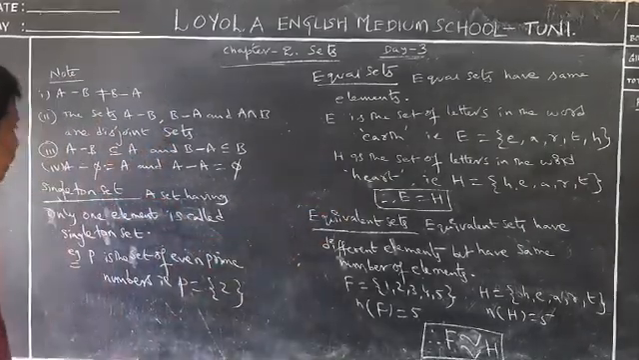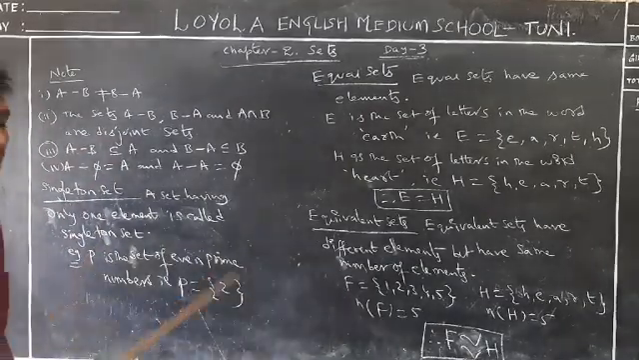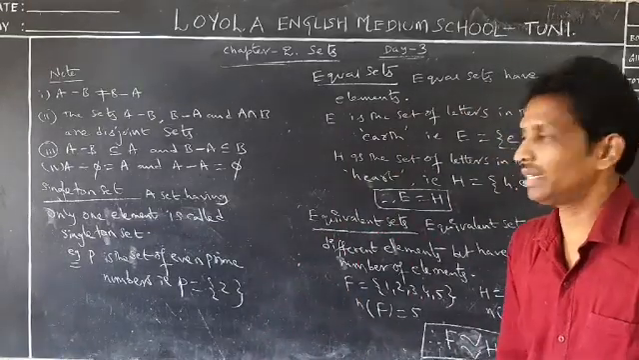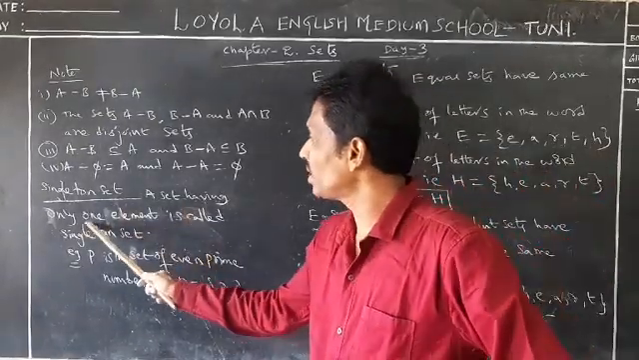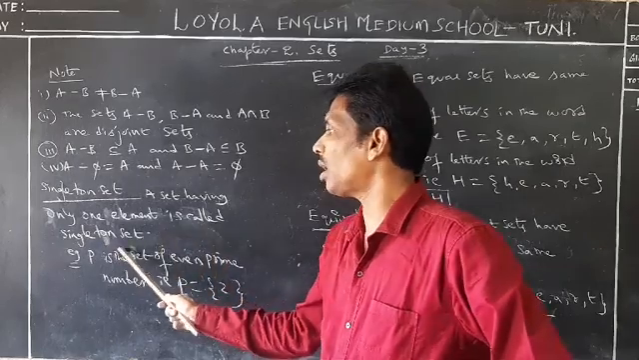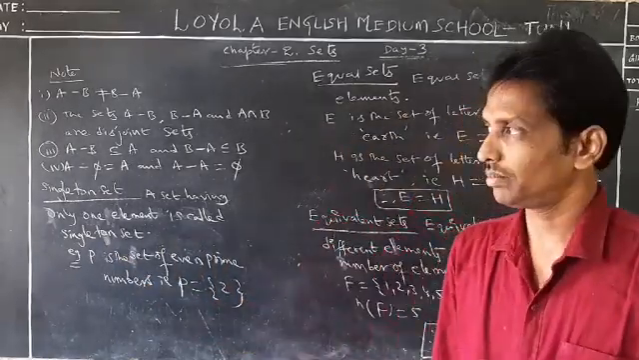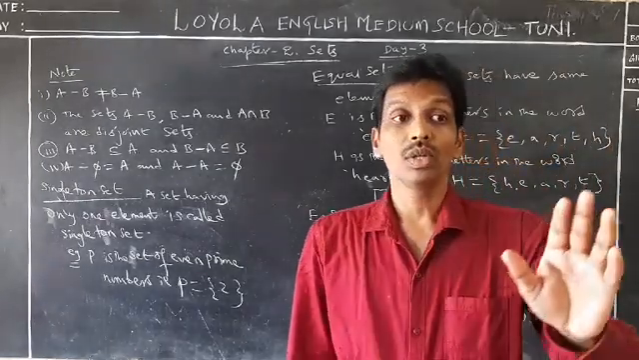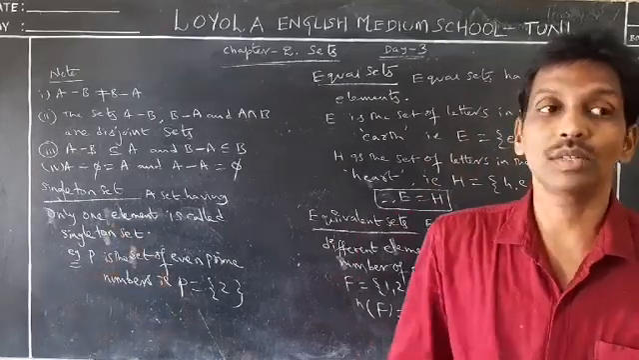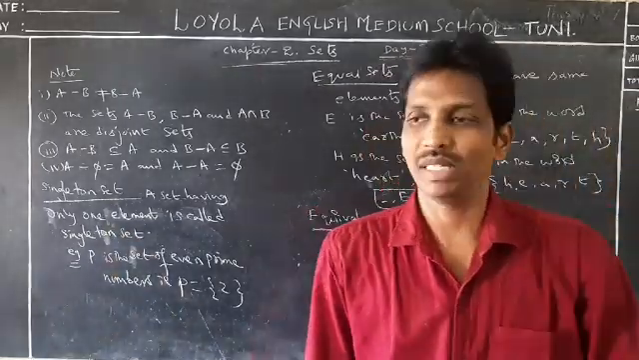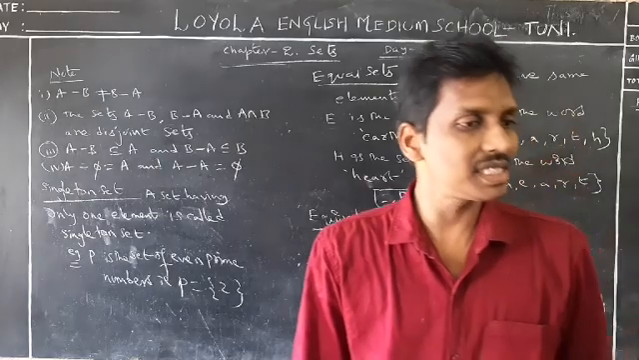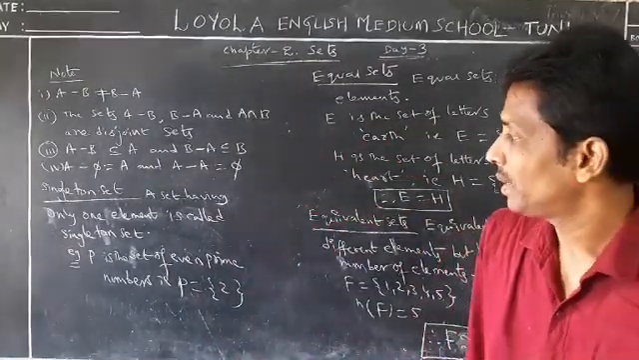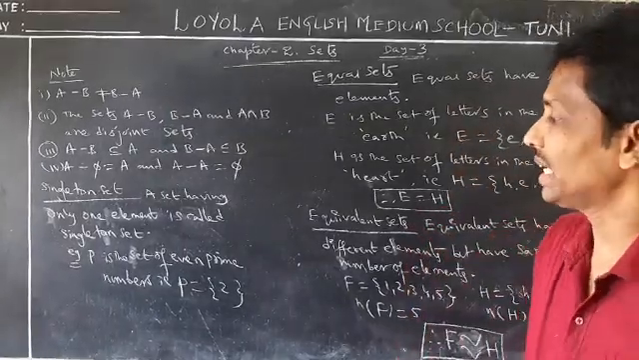Next, the definition of a singleton set. A set having only one element is called a singleton set. That means in that set we don't have 2 elements or 3 elements or 10 or 20 elements. We just have only one element. A set consisting of only one element is known as a singleton set. Let me give an example.